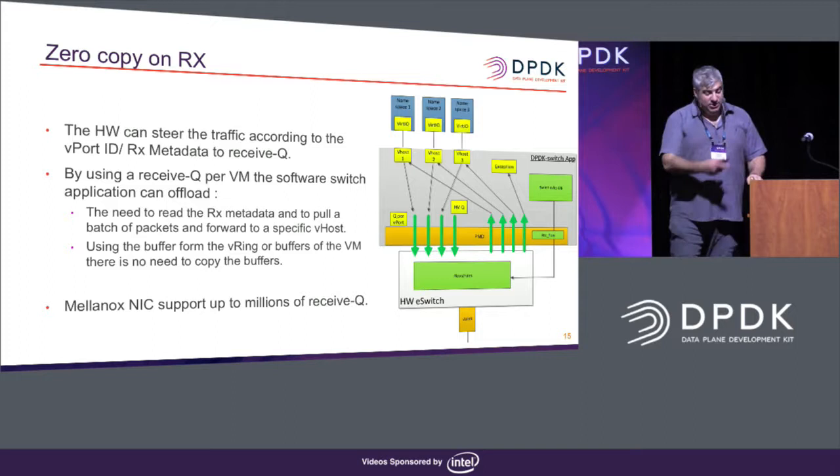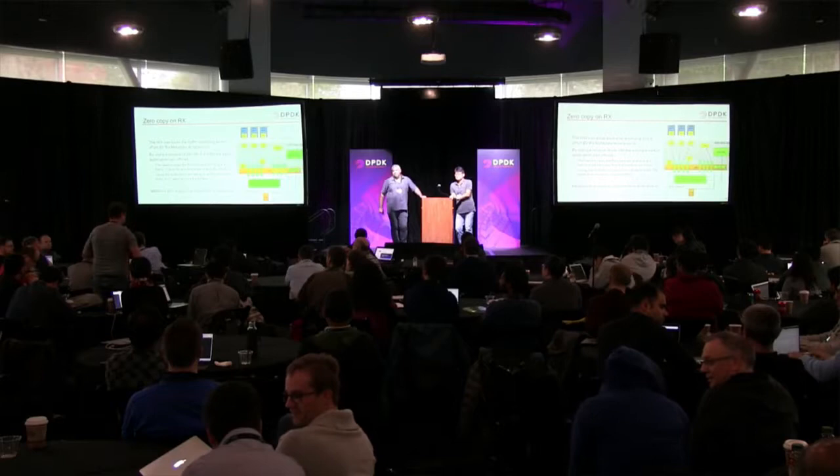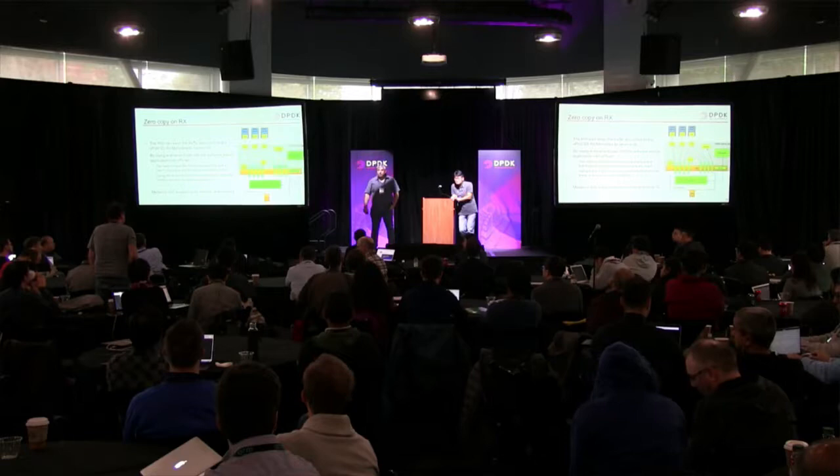Question? We have 3.5 minutes. Go ahead. I was just wondering how you handle fragmented packets for the inner headers, like for RSS. Sorry, can you repeat? How do you handle fragmented packets for inner RSS without breaking functionality?